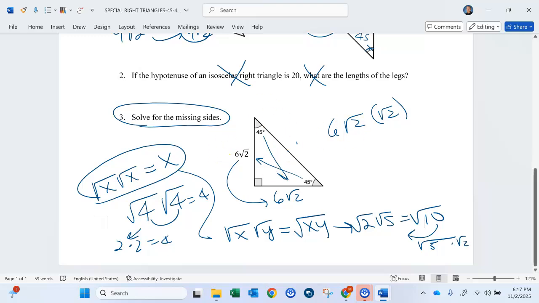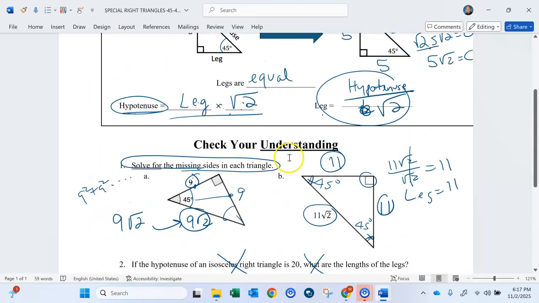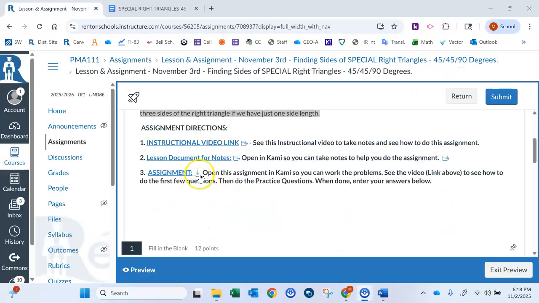All right, so now here we know that, so this is going to be just 2, 6 times 2, and that's equal to 12, okay? So this would be 12, okay? So those are the principles that you're going to use today. Now I'm going to go to the assignment and do the first 2 questions with you, and then let you do the rest. Okay, so go ahead and open the assignment in Kami.